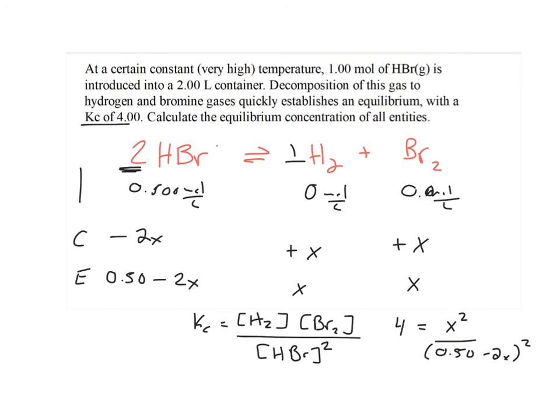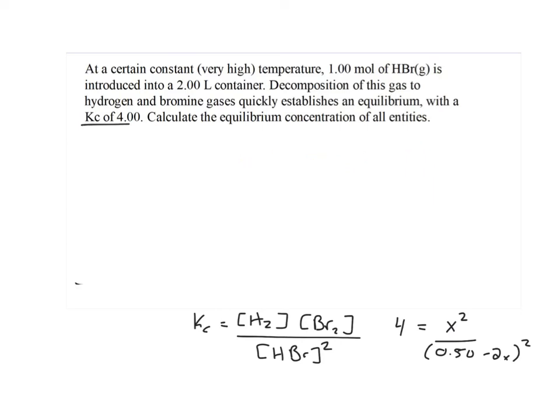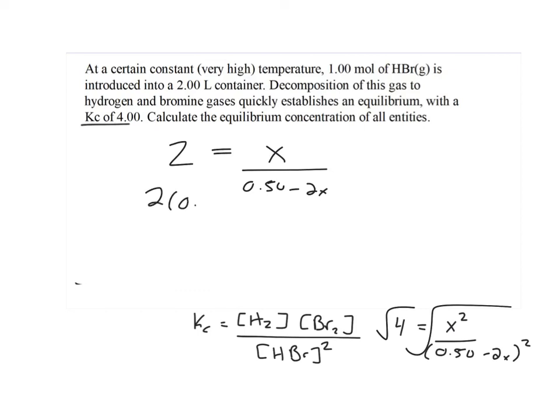Now I could, if you so desire, use the quadratic formula to solve this. The other thing we can do, which is going to be most of the time, is because everything is squared, I can take the square root of both sides. So by taking the square root of both sides, I get 2 is equal to x over 0.50 minus 2x. Then I can distribute and solve for x. So I have 2 times 0.50 minus 2x is equal to x. So 2 times 0.5 is 1 minus 4x is equal to x. I have 1 is equal to 5x, and so x is equal to 1 divided by 5, which is 0.200 moles per liter.